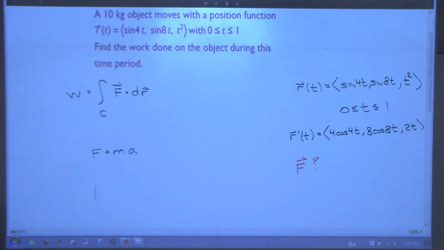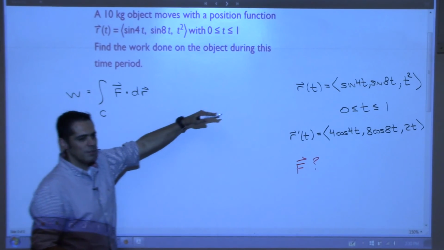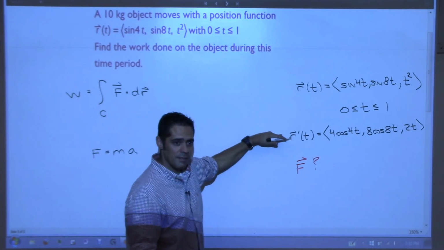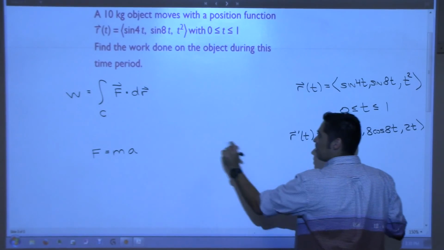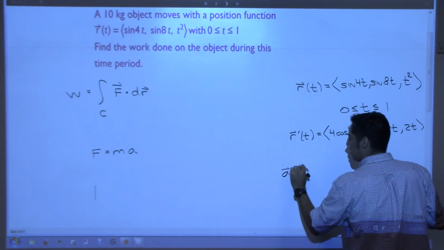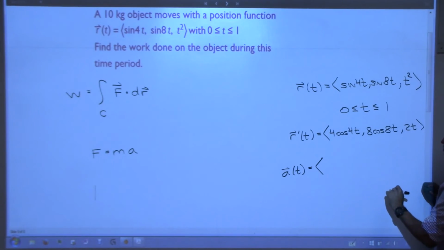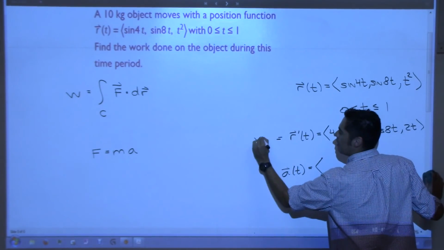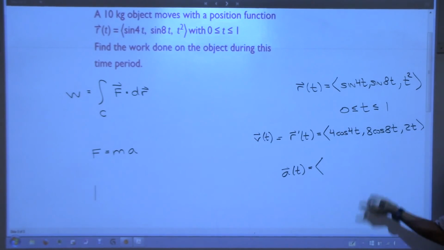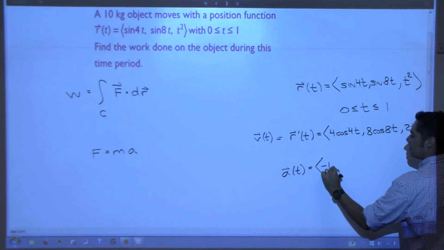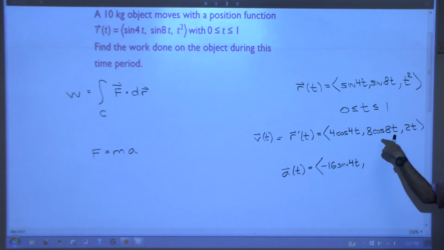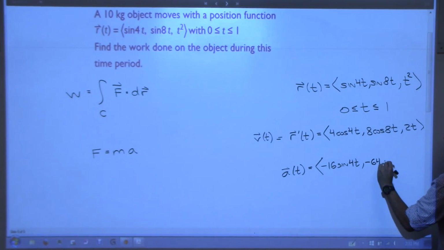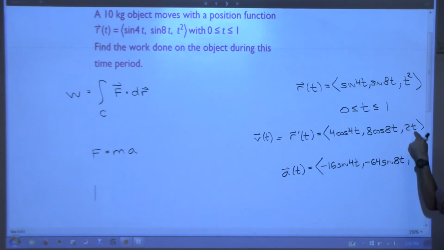So we take the second derivative. If this is your position function, the first derivative is your velocity function, the second derivative is your acceleration function. So if I want to know the acceleration of this object, I take its second derivative. I get negative 16 sine 4t, and then negative 64 sine 8t, and then derivative of this I get 2. That's your acceleration function.